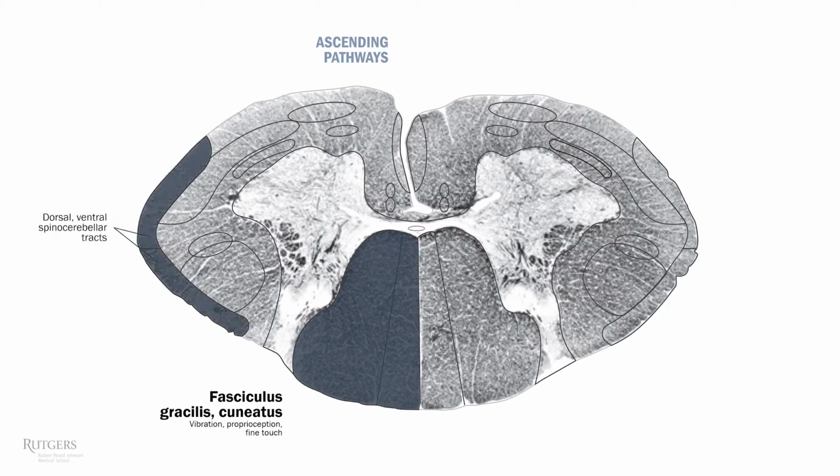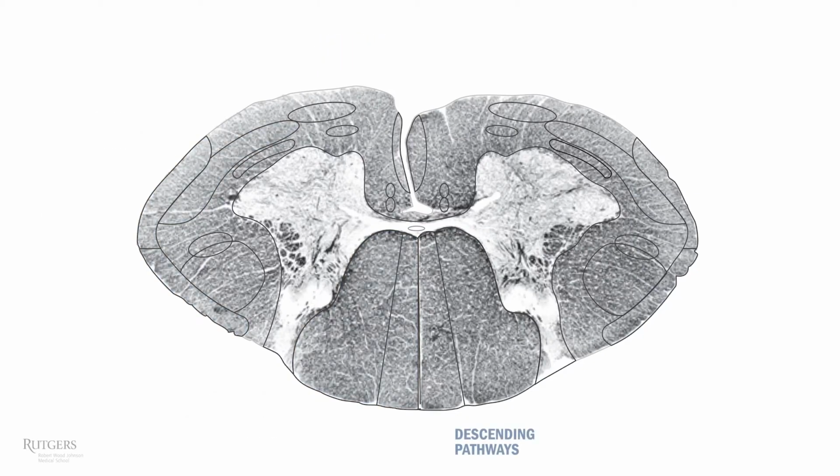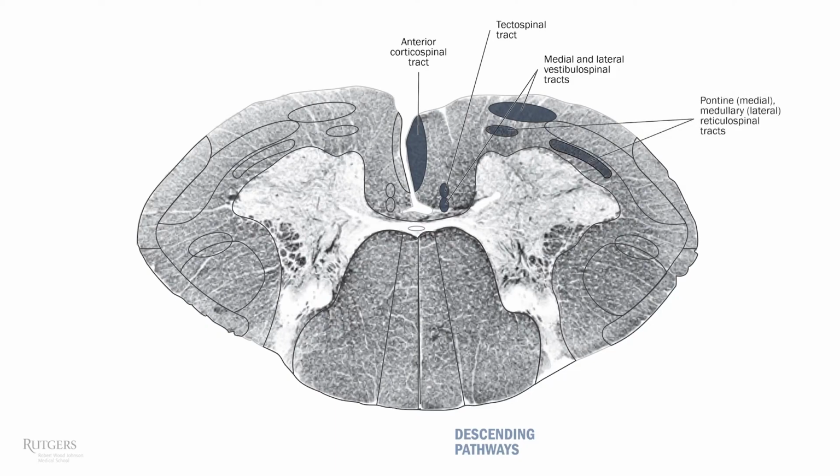Dorsal columns, spinocerebellar tracts, and anterolateral system, or you may know it by another name, spinothalamic tract, are the ascending or sensory pathways. There's a whole slew of so-called extrapyramidal motor tracts in the spinal cord, including anterior corticospinal, tectospinal, vestibulospinal, reticulospinal, and rubrospinal. They're important in neurological recovery after lesions, but their clinical significance is way overshadowed by the dominant lateral corticospinal tract.